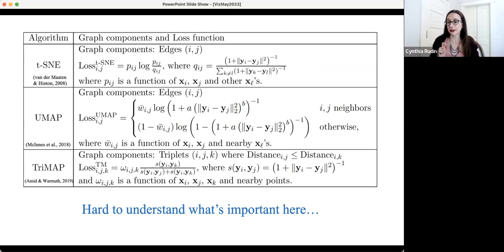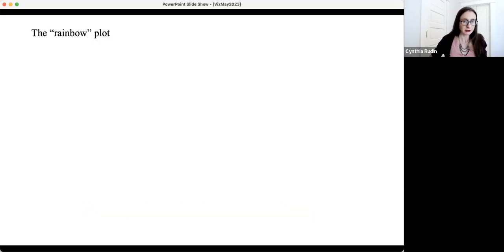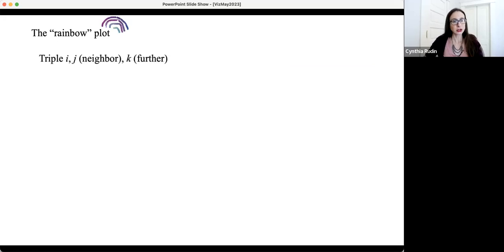But we did figure out a way that all the functions are similar, and it doesn't involve equations. It involves a figure, and we called this figure the rainbow plot. The rainbow plot is a way to visualize and understand the loss function. So let's say you take a triplet: I, J, K. I is you, J is your friend, your neighbor, and K is a point that's far away from you in the high dimensional space. So K is like your enemy, okay? You've got you, your friend, and your enemy. When you project down, your goal is to keep your friend close to you and push the enemy away.